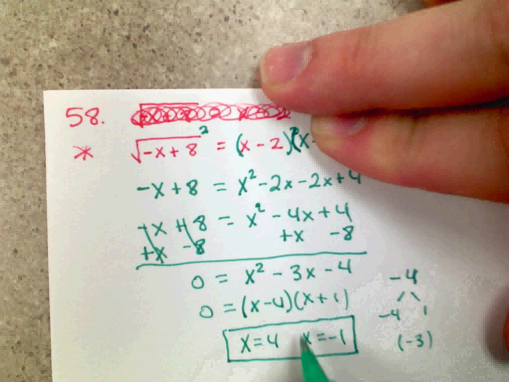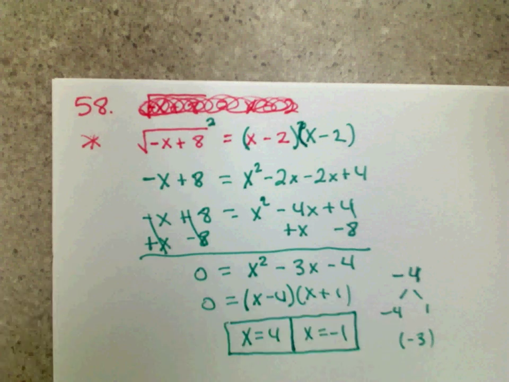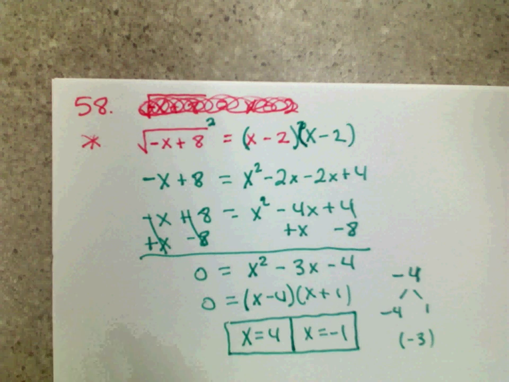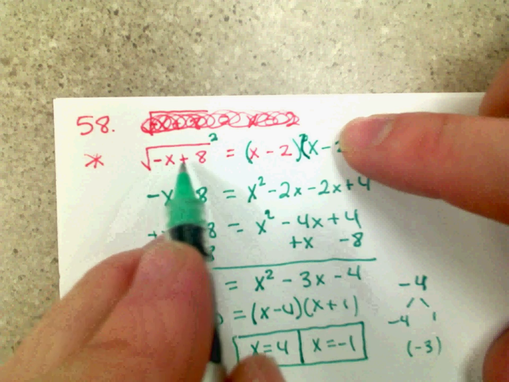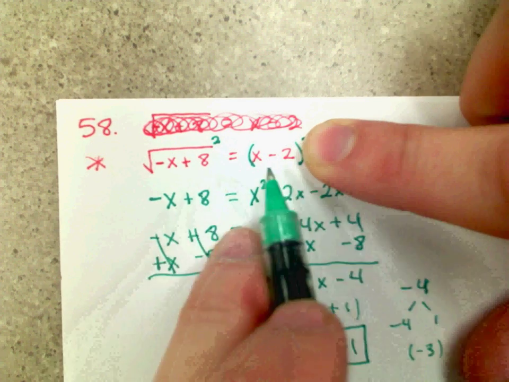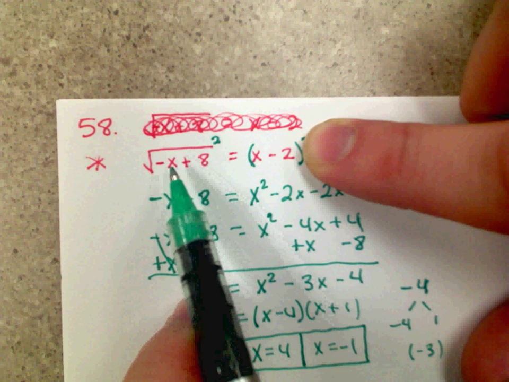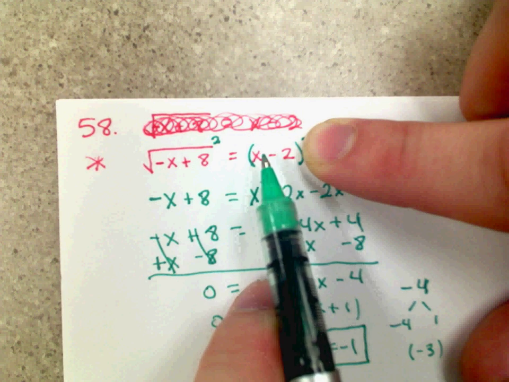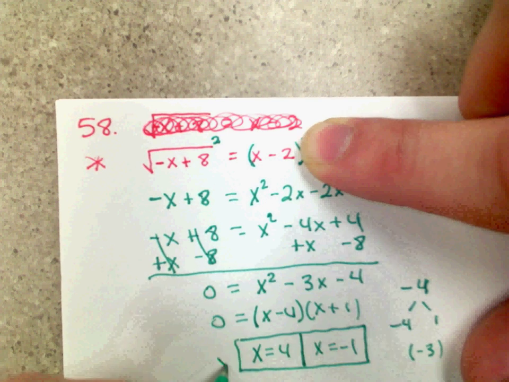Now again, because it has a radical in it, there's a chance that one or both of those don't work. So you need to plug it in and make sure that at least one of them is going to work in the original problem. So remember, the original problem was the square root of negative x plus 8 equals x minus 2, just the red part. So ignore everything except for the red part. And if we plug in the 4, negative 4 plus 8 is 4. The square root of 4 is 2. And on the other side, 4 minus 2 is 2. So 2 equals 2. That one works.